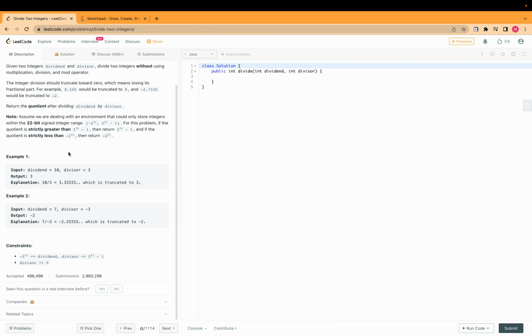So in example 1, the dividend given to us is 10 and the divisor is 3. So after dividing them, we got the answer output as 3. In example 2, dividend is 7 and divisor is minus 3. So after dividing them, we got the answer minus 2. So let's see how we can do this.